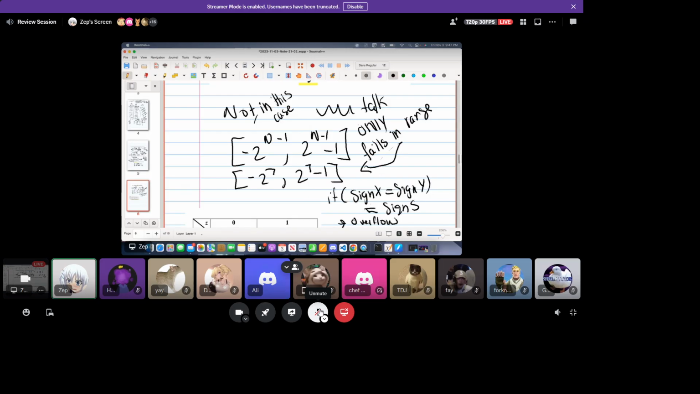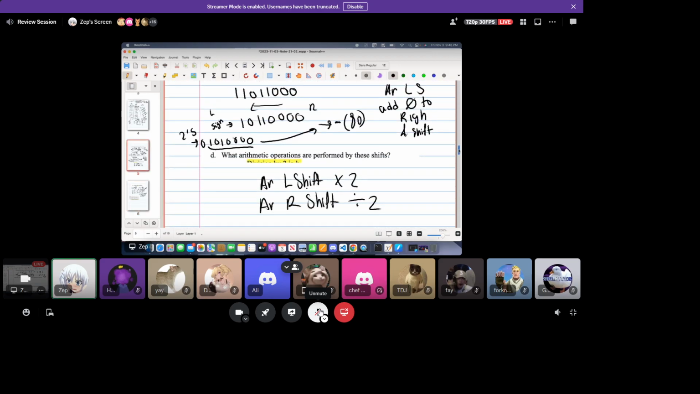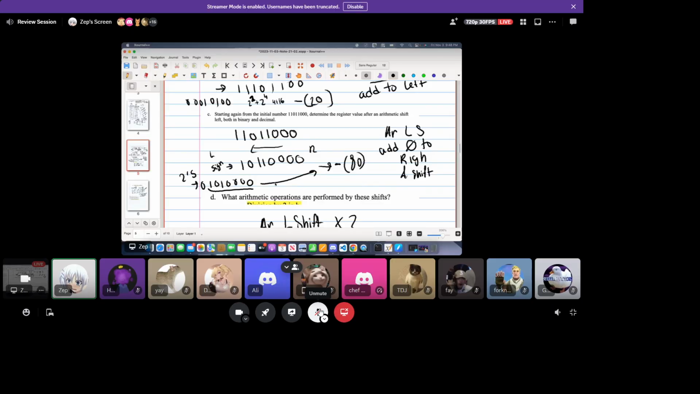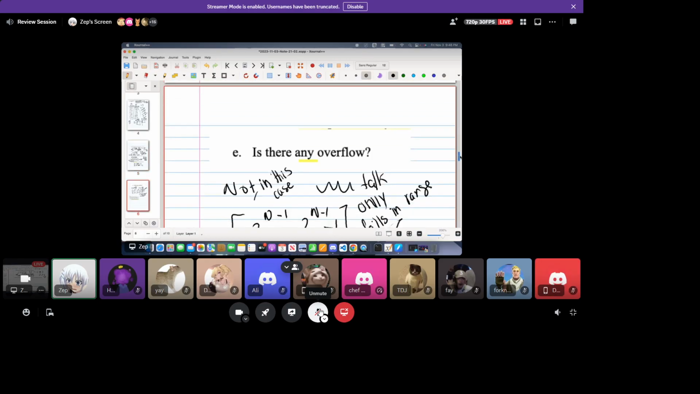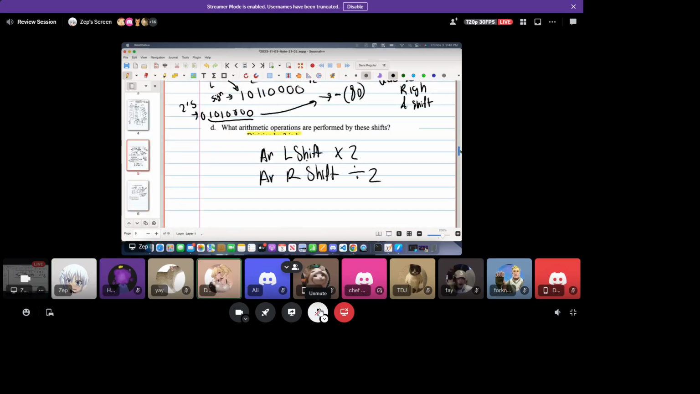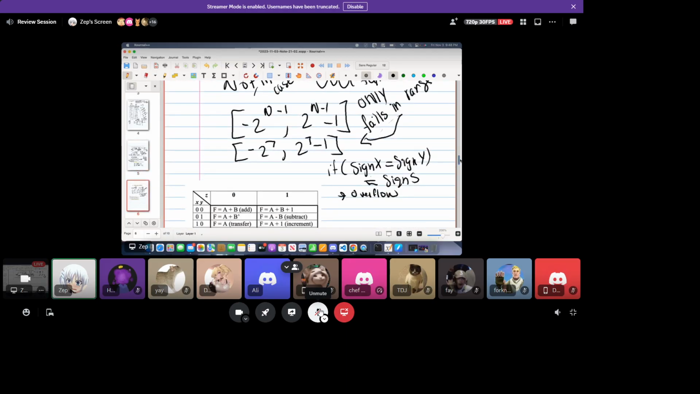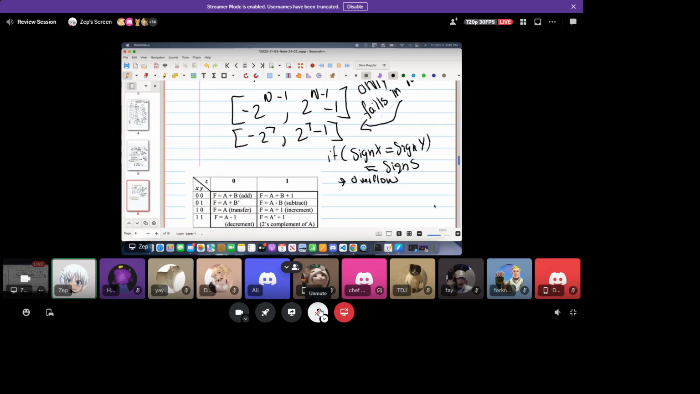This is for mostly addition, but if you do some arithmetic and this sign does not remain the same, that means there has been overflow. If it changes from positive to negative, there's overflow. But in this case, there is not. Perfect. Well, technically, I think it's called underflow if it wraps around from negative to positive. But yeah, not in this case.